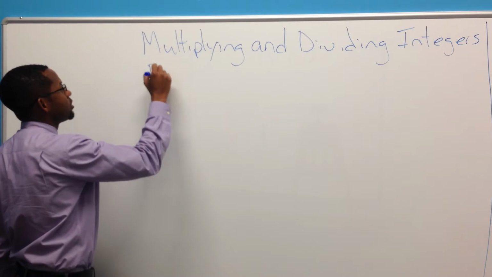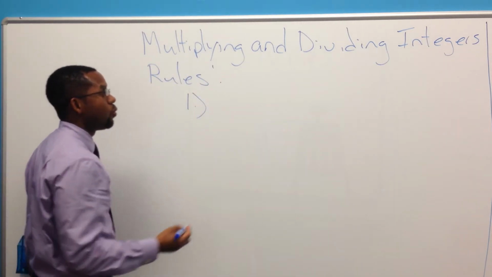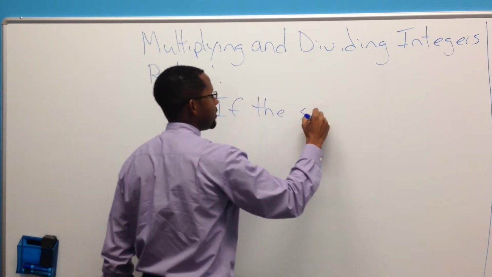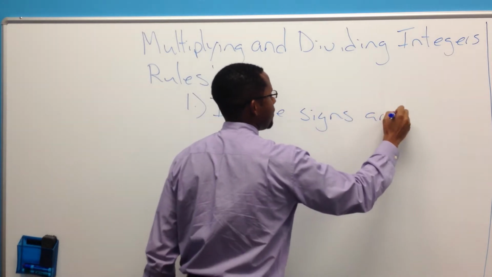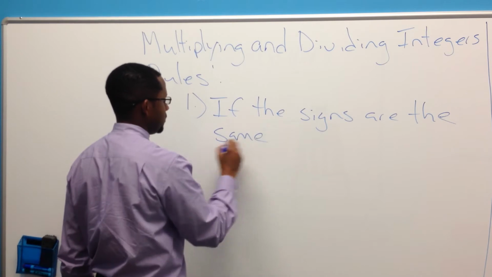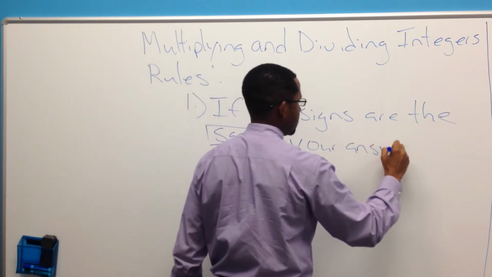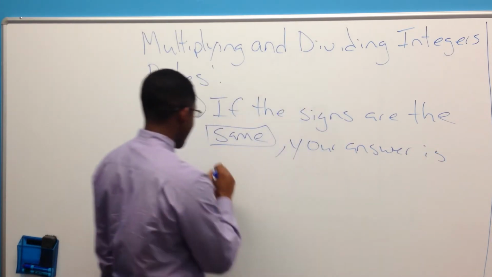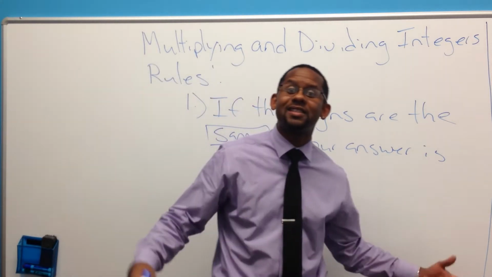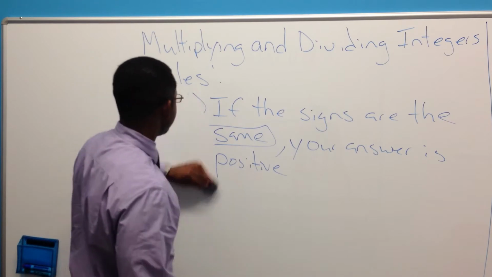So, the rules for this are as follows. One, if the signs are the same, your answer is positive. So first off, if the signs are the same when you're multiplying integers, your answer is going to be positive.